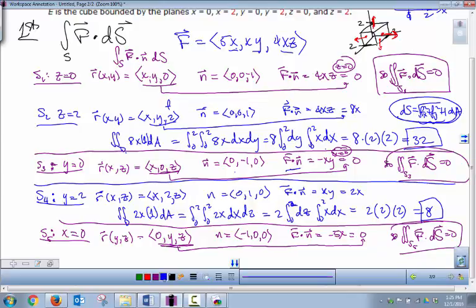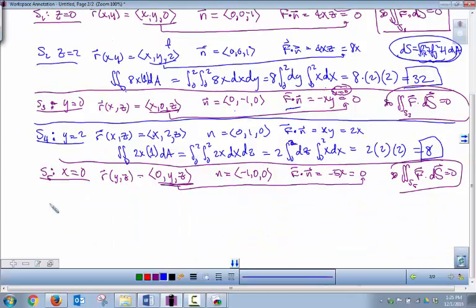All right, last one. This is x is equal to 2. So our parameterization in y and z again is x is equal to 2, y is equal to y, z is equal to z. And your normal vector, the front of that cube, will be going in the positive x direction.